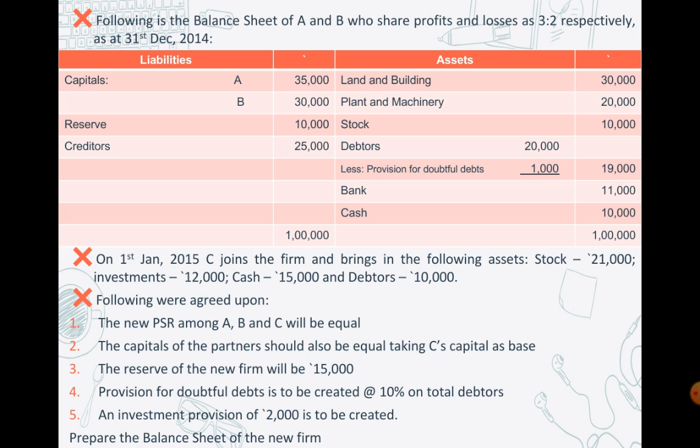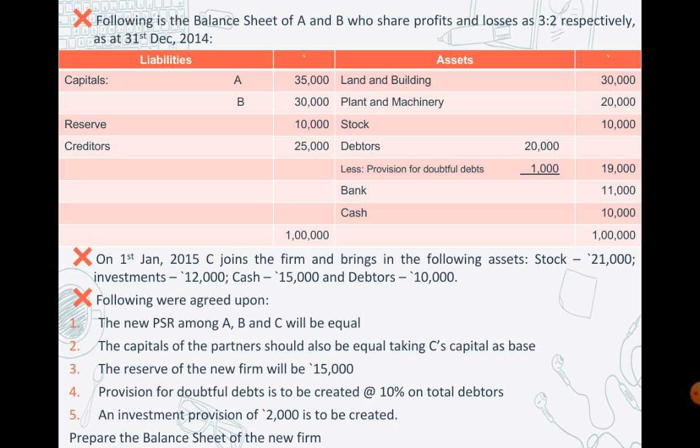And reserve of the new firm will be 15,000. The old firm had a reserve of rupees 10,000. So that original reserve should be written off, and then you should write up this new reserve of rupees 15,000. And it was given provision for doubtful debts is to be created at 10% on total debtors, and also creation of an investment provision of rupees 2,000.